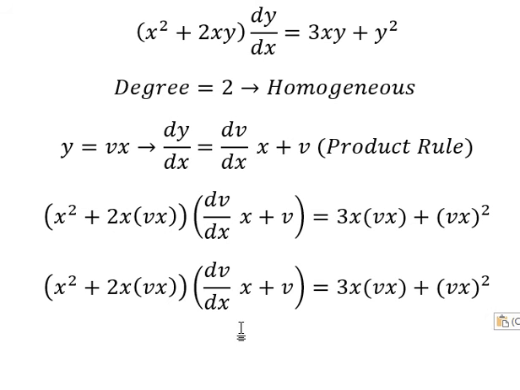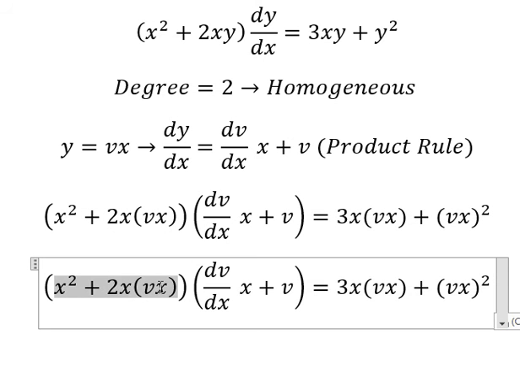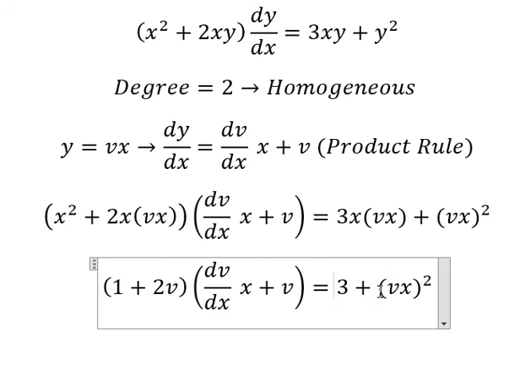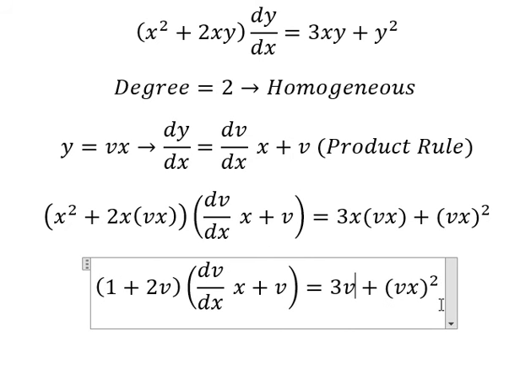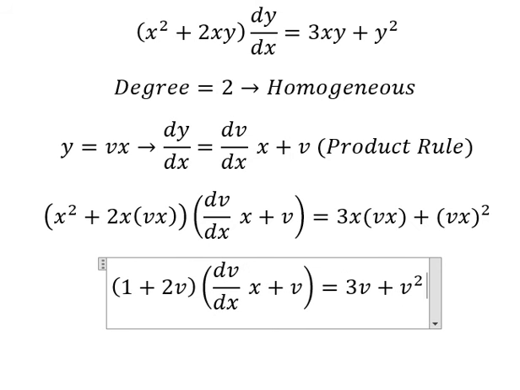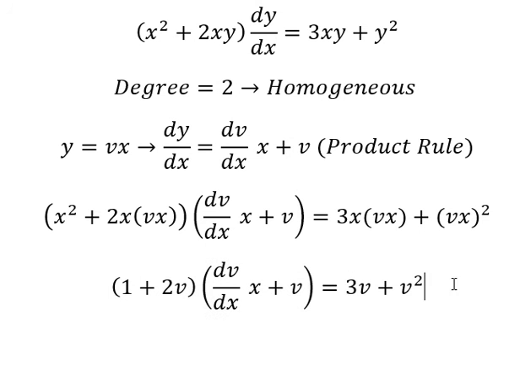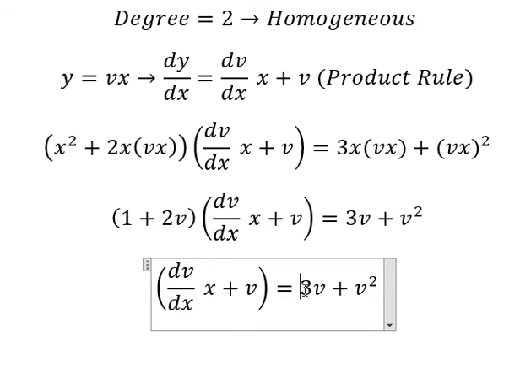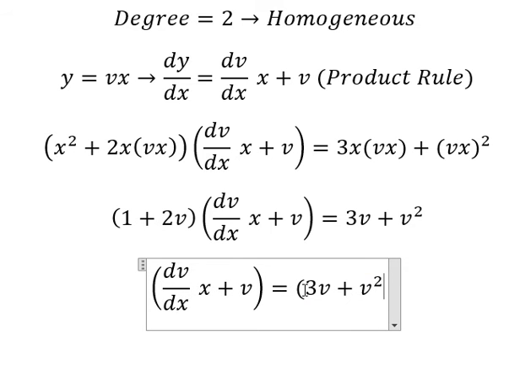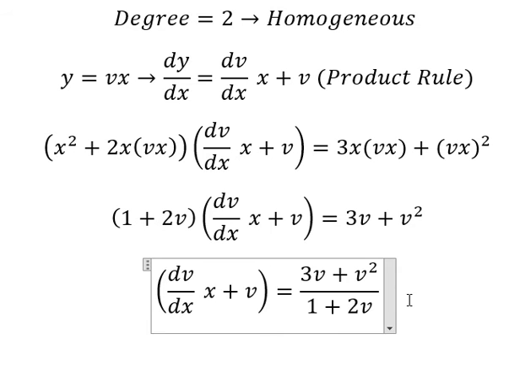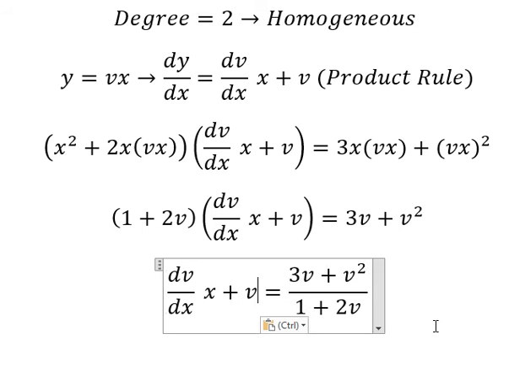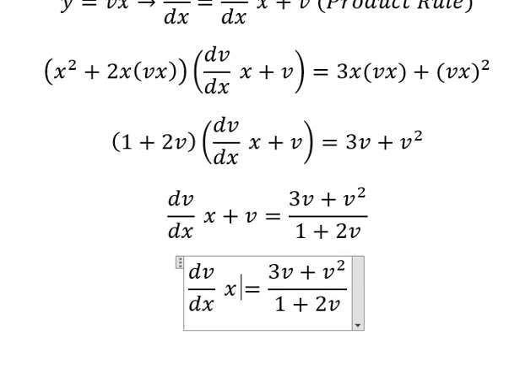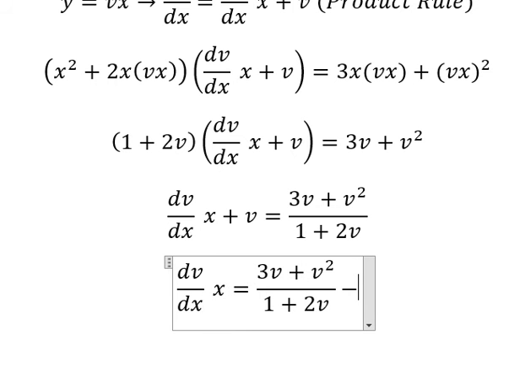Now we need to simplify, dividing by x squared on both sides, and we have 1 plus 2v. This one we have 3v. This one we have v squared. Next, we divide both sides by this one. So about v, I will put it on the right.